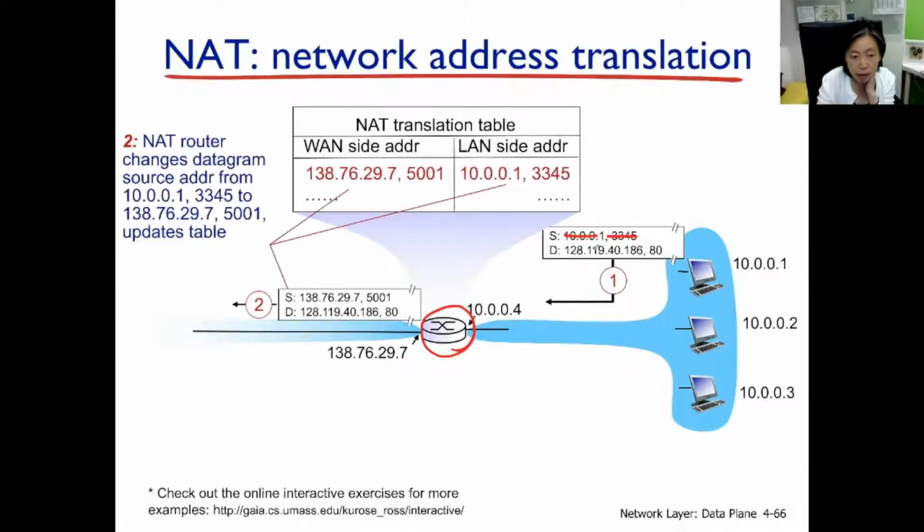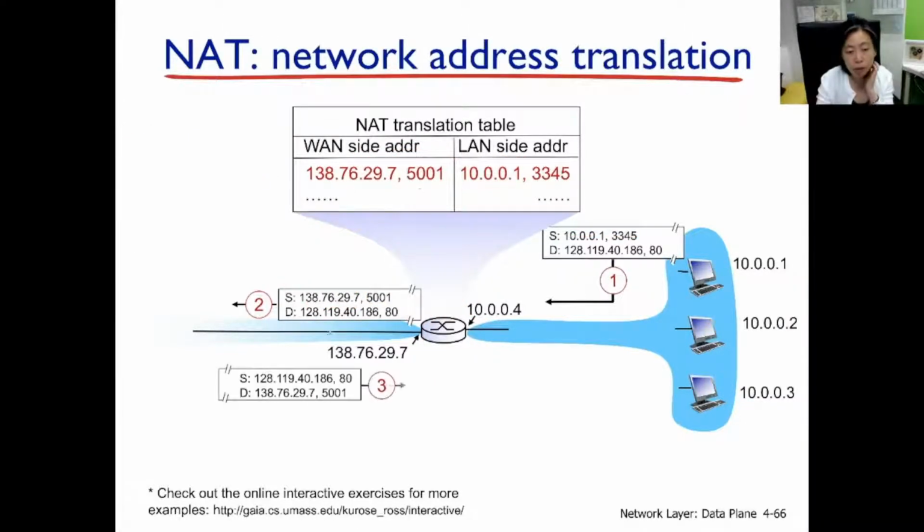So 10.0.0.1 is going to be replaced by the real IP. And the 3345 port number is going to be replaced by a new port number generated by the NAT box here. Step 2, the NAT router there is going to add an entry into the translation table so that we know this old IP, this old port number is now being changed to this new IP and this new port number.